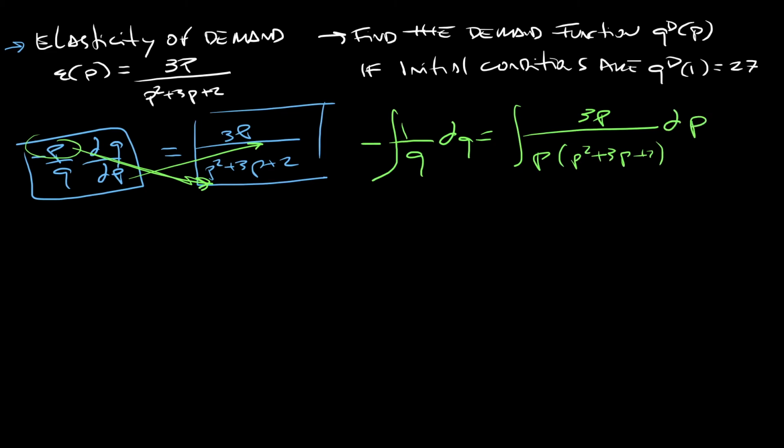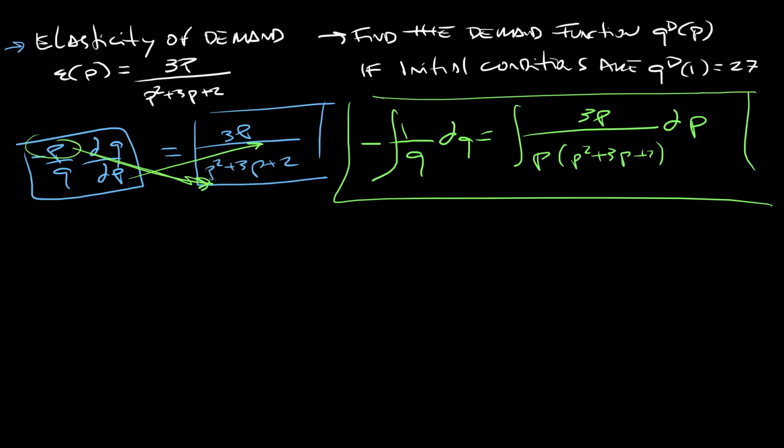So all we did here is just understanding what type of differential equation we had, and just separated the elements between q's and p's. That's all we did here. So the next step is solving this. So this one is easy.